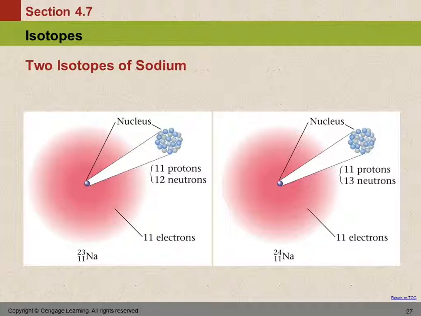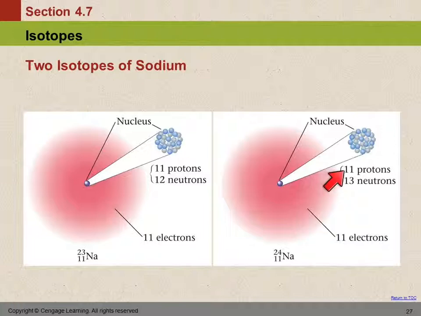So, let's look at sodium. This illustration is showing us two different isotopes of sodium. So here's the nucleus. And inside the nucleus of this sodium atom are 11 protons and 12 neutrons. Because there are 11 protons, there are 11 electrons, and they're in this cloud outside of the nucleus. This is a different isotope of sodium. This one has 11 protons and 11 electrons, but it has 13 neutrons.